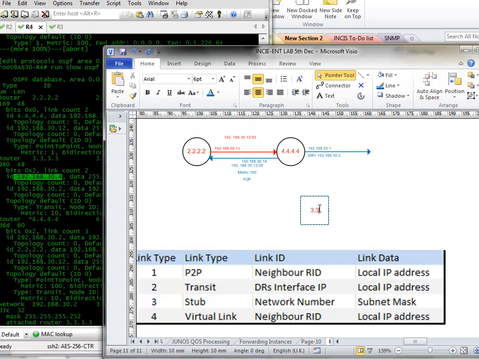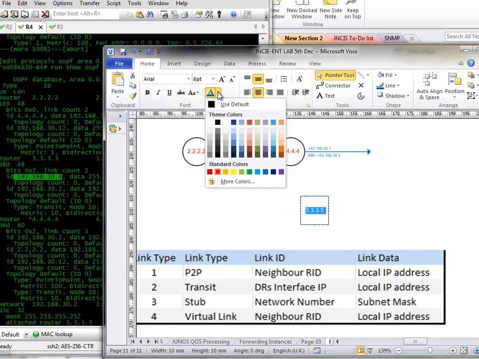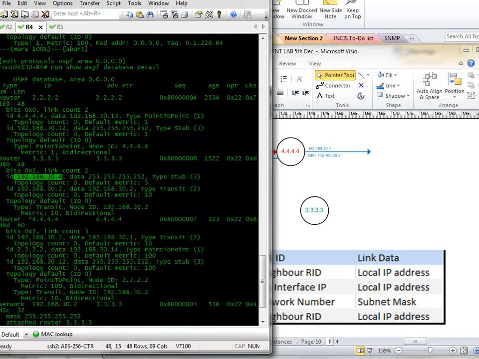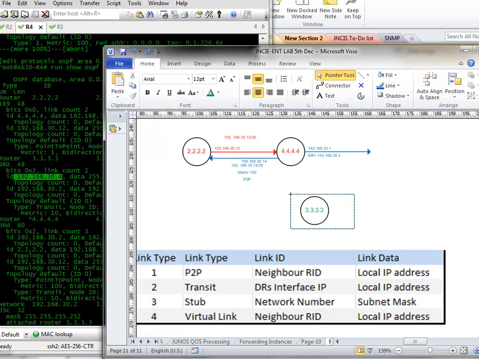3.3.3.3. Let's use a different colour again, shall we? Let's use the colour green. Right, we'll choose green. So what are we describing here?